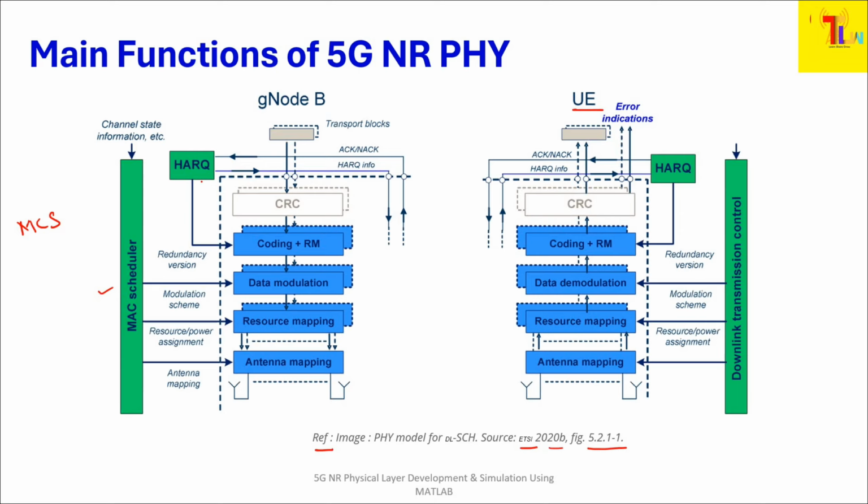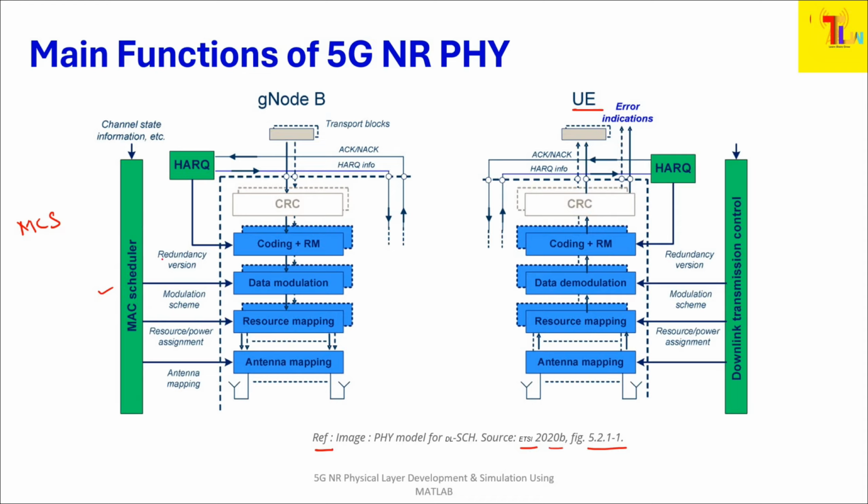So the scheduler helps us in determining the transport block size, wherein the MCS helps us in understanding the spectral efficiency and also the time frequency slots that have been used. This is the main function of the MAC scheduler that has been discussed.